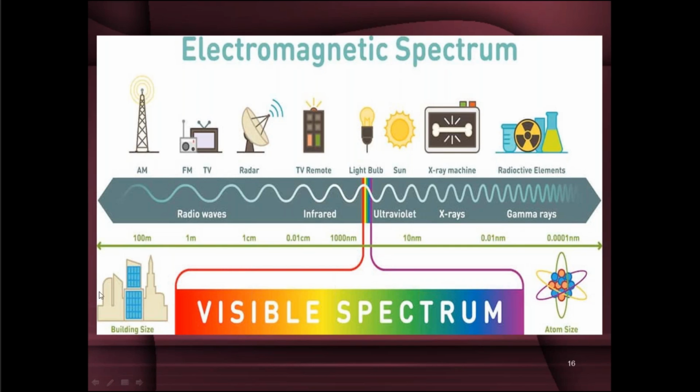Now what you see at the bottom here is just descriptive about the wavelength. If gamma rays have a wavelength which corresponds to an atom size, then radio waves have a wavelength corresponding to the size of a building. Huge difference between the wavelengths of gamma rays on one end to radio waves on the other. I hope this makes it very clear to you about the various regions as well as the wavelengths.